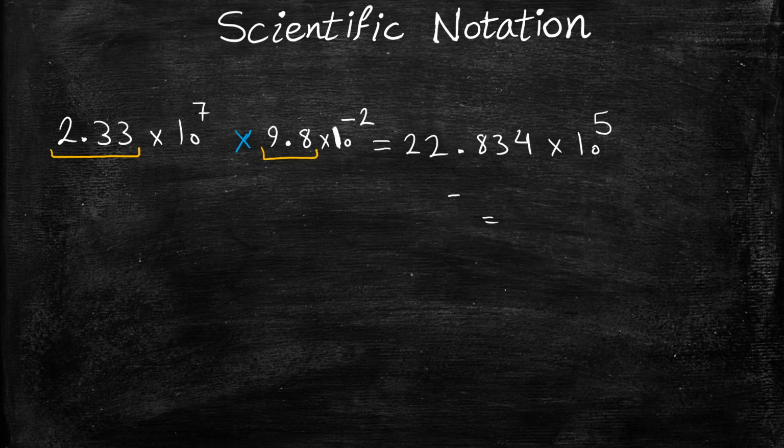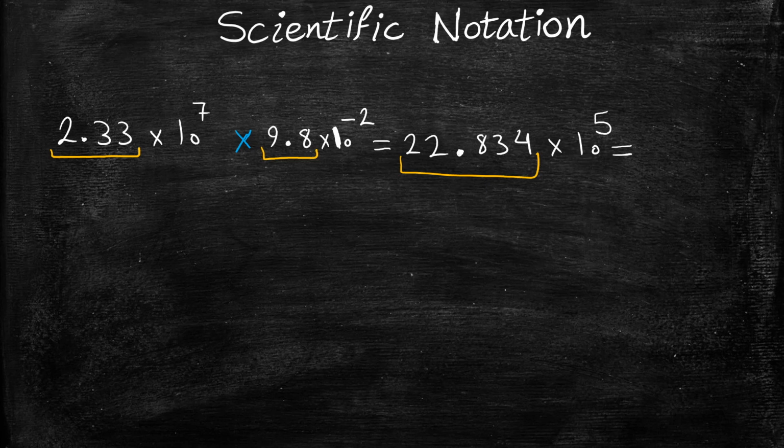So we are technically done, but is this answer shown in scientific notation? Remember what was the format of scientific notation? There has to be only one digit to the left of the decimal point. But here we have two digits. We have 22.834. So this is not scientific notation. We still have to convert it into scientific notation. So let's do that. And the process follows the same as what we covered in the introduction.